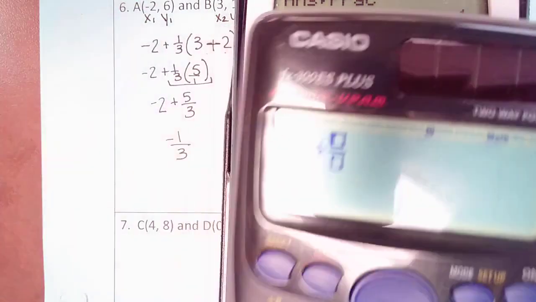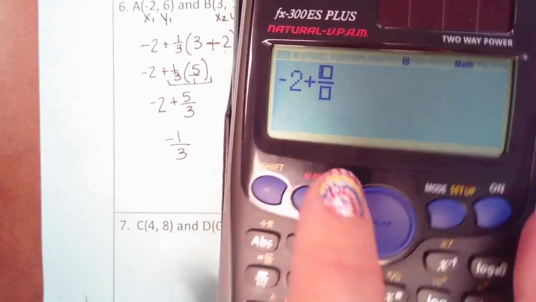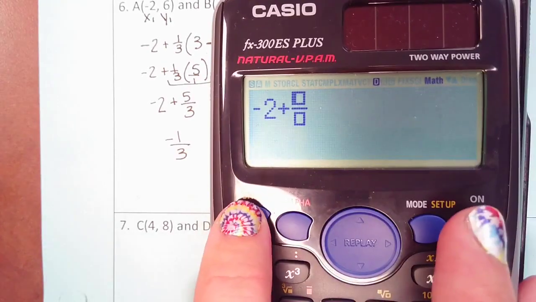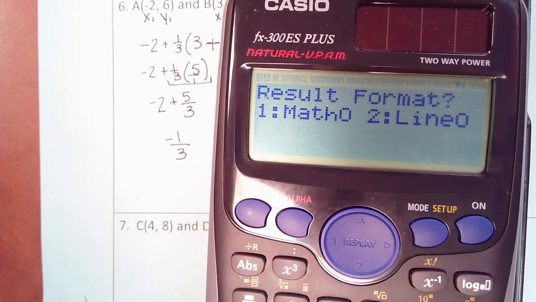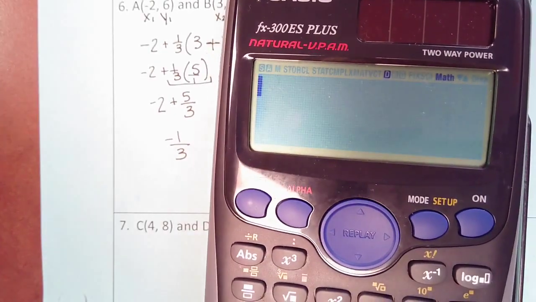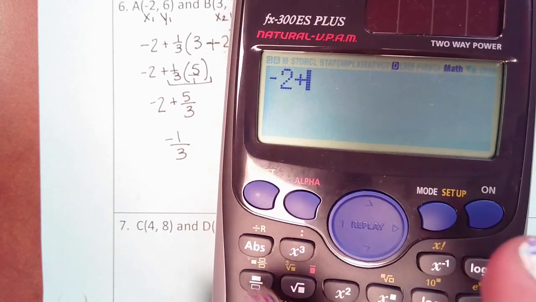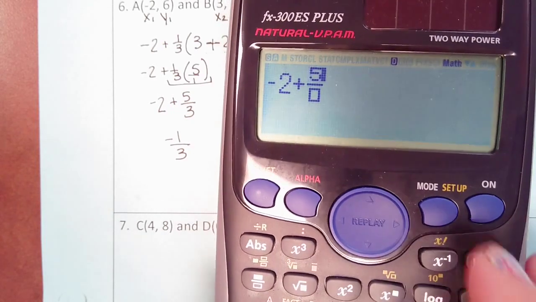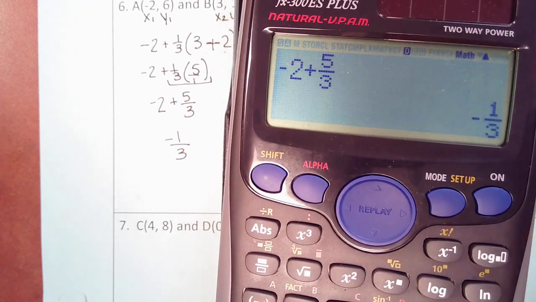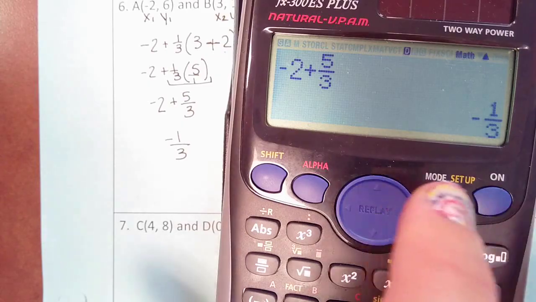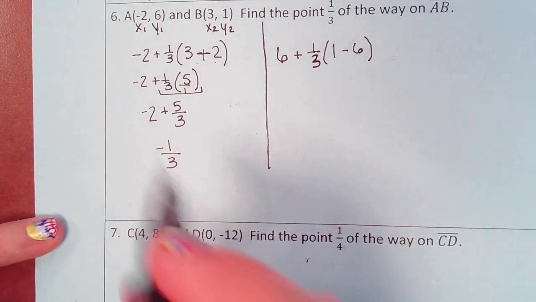If I'm in a different function, I'm able to enter it in like this. Those of you that have that Casio, you're going to go Shift, Setup, and you're going to be in Math 1. So go to that option. Then you're able to enter in the fraction. So -2 plus fraction button, 5, arrow down, 3. Then you can press enter and it will give it to you as a fraction. Okay, so that's the x coordinate.